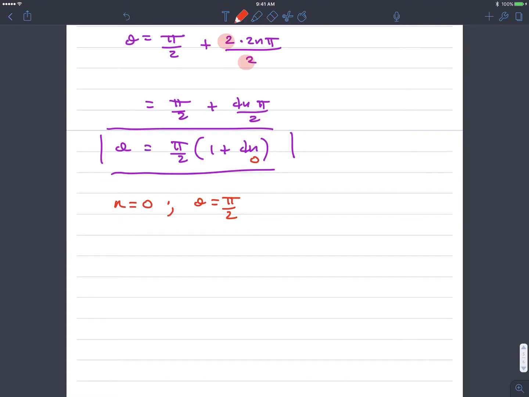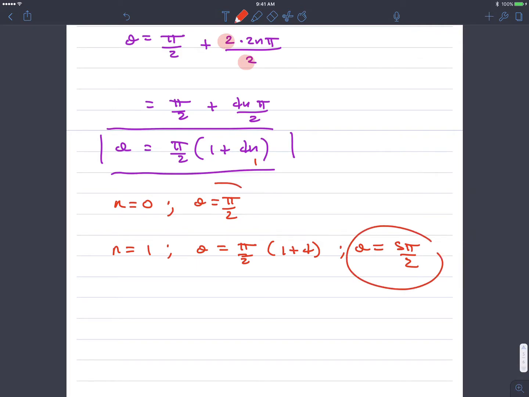All right. Let's look at the case when n is actually 1 now. We're going to change that value, so we're going to go over some of the details we did. This will be 1. And now theta is pi over 2 times 1 plus 4, or theta will be 5 pi over 2. So these are two solutions.